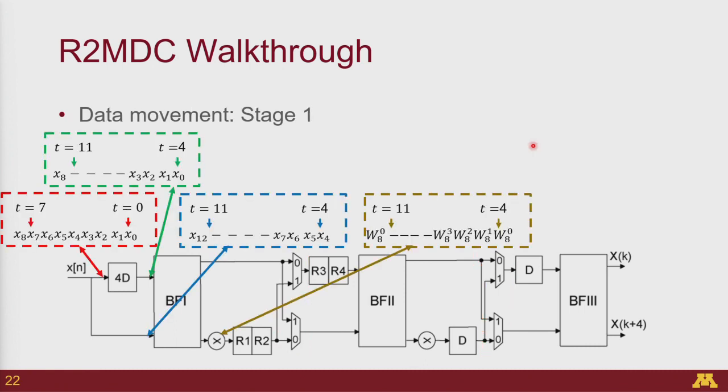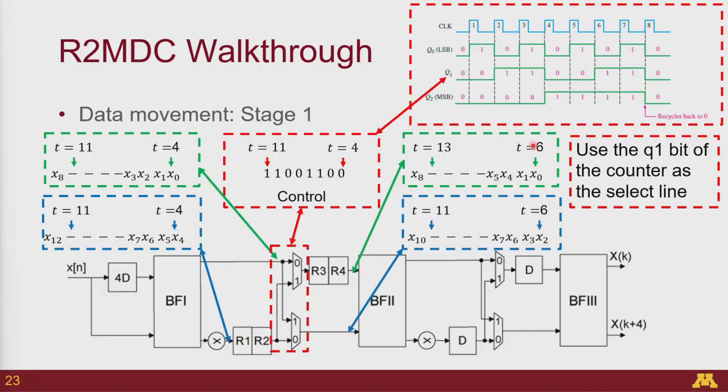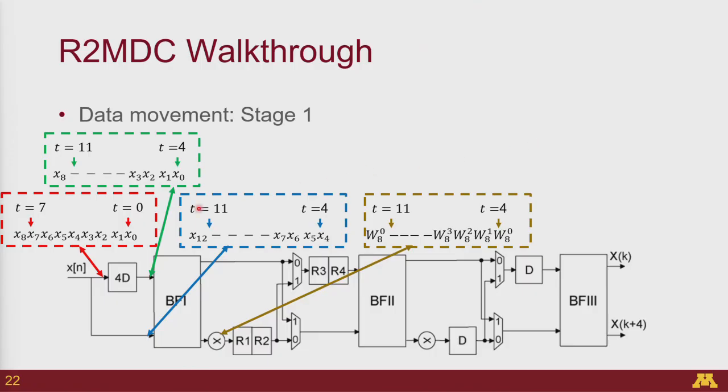So here we're just going to walk through the first stage of how the data actually moves through the R2MDC structure. Essentially, if you consider that at T0 we are getting the value x0 and at T7 we are getting the value x7, so this is an 8-point FFT. In the first 8 cycles we get all the data we need. The top branch has a delay of 4 and the bottom branch has the value passed on directly.